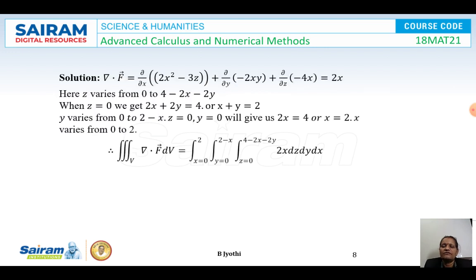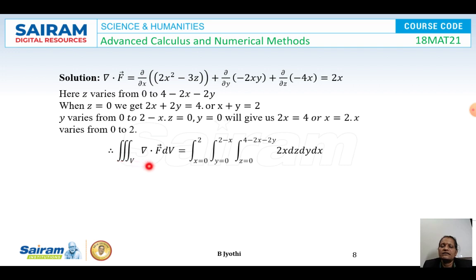Solution. First we will find del dot f. The del dot f is given by dou by dou x of (2x square minus 3z) plus dou by dou y of minus 2xy plus dou by dou z of minus 4x, which is equal to 2x. Here z varies from 0 to 4 minus 2x minus 2y, and when z is equal to 0, we get 2x plus 2y equal to 4, or x plus y equal to 2. And y varies from 0 to 2 minus x. Z equal to 0 and y equal to 0 gives 2x equal to 4, or x equal to 2. So x varies from 0 to 2.